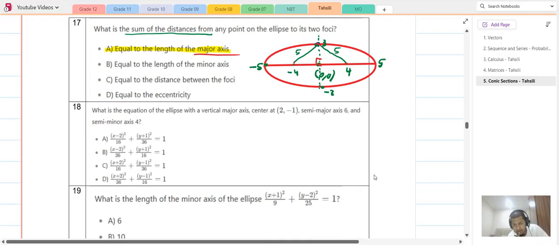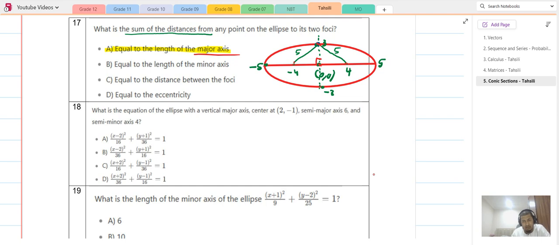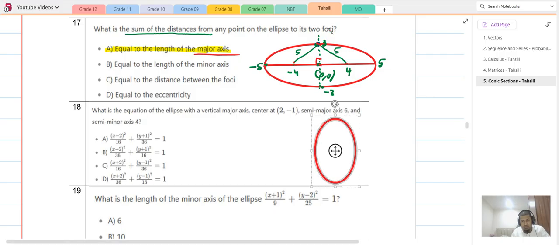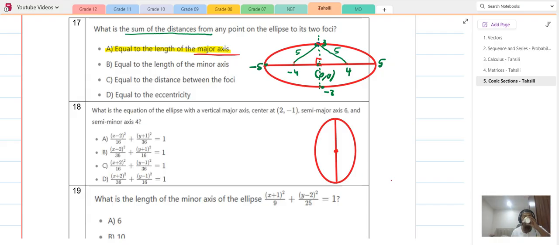The minor axis is the smaller one, like what I drew above. What is the equation of the ellipse with a vertical major axis? So the ellipse is stretched along y, right? They're telling us the major axis is vertical, or along y. What is the equation of the ellipse with a vertical major axis centered at 2, negative 1? The center is 2 and negative 1, right?